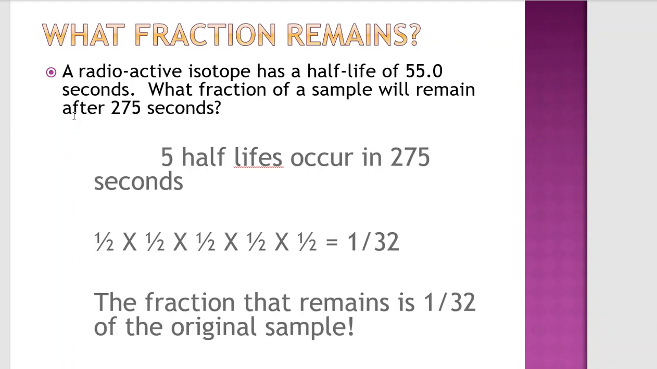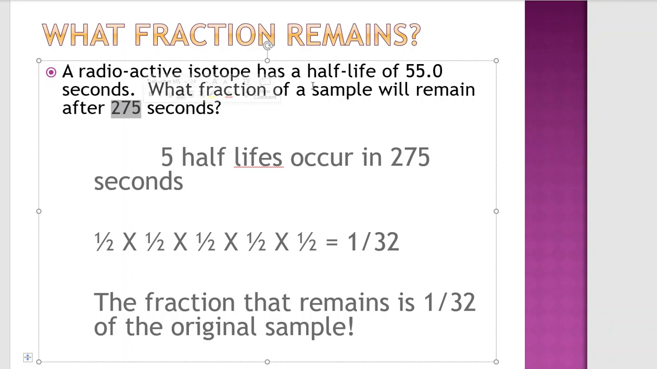Okay. A radioactive isotope has a half-life of 55 seconds, so T1/2 equals 55 seconds. What fraction of the sample will remain after 275 seconds? What we'll do is take our total time and divide it by the value of a half-life. So we'll take 275 and divide it by 55. That means 5 half-lives occur, so the sample cuts in half 5 times.